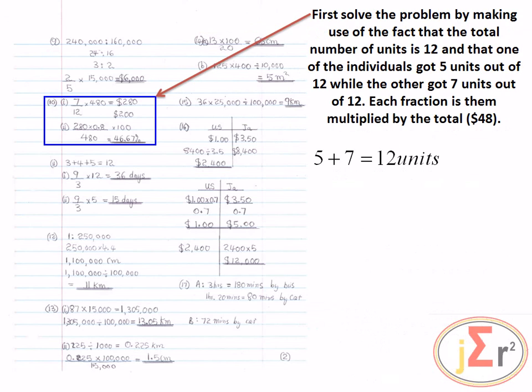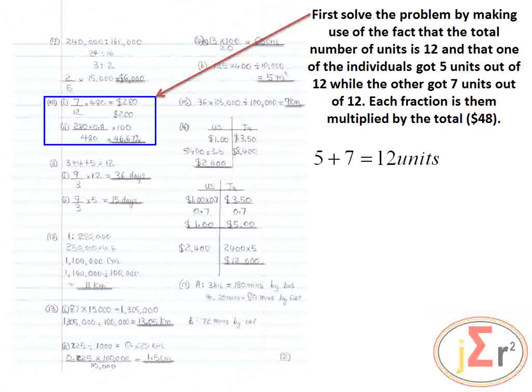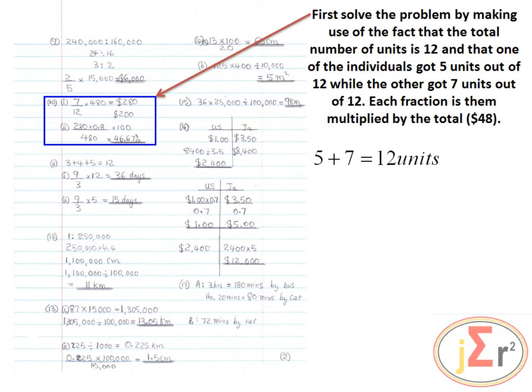Number 10. Jason wins $480 with a lottery scratch card. He decides to share his money between his friend Mary and himself in the ratio 5 to 7, and that's what we need to do first. How much money does each receive? That is what we need to determine first. Determine how much money each one receives.